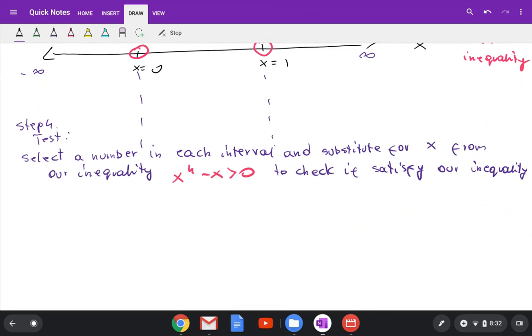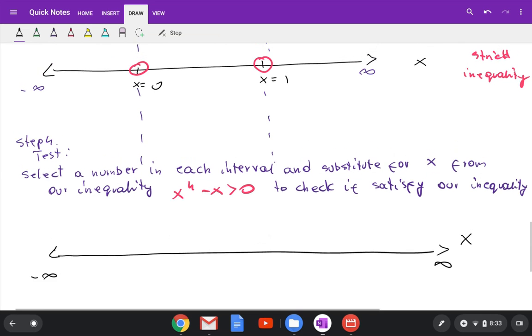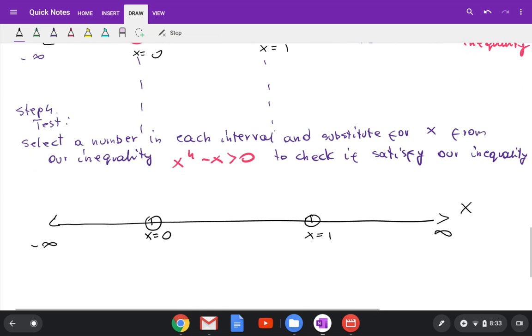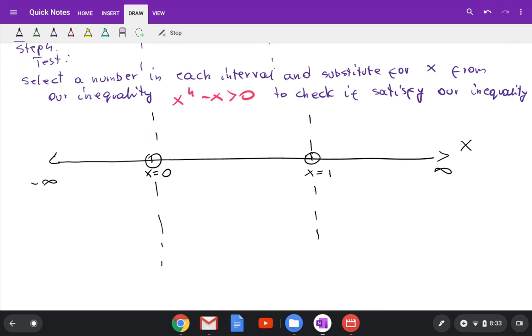Okay, so I'm going to copy. This is negative infinity. Here we have positive infinity. Of course, this is a number line in terms of x values. The first x-intercept was x equals 0. The next one was x equals 1. Since we have strict inequality, we're not going to include them as part of the solution. Those x-intercepts divide our number line into 3 intervals. So my first interval right here is from negative infinity to 0.